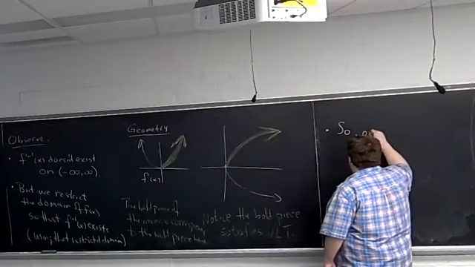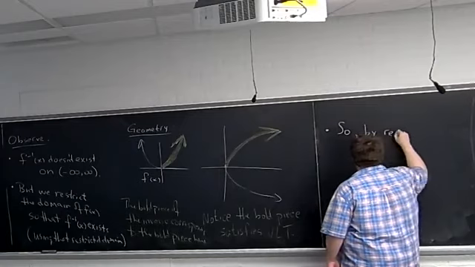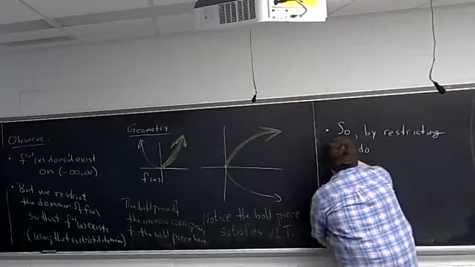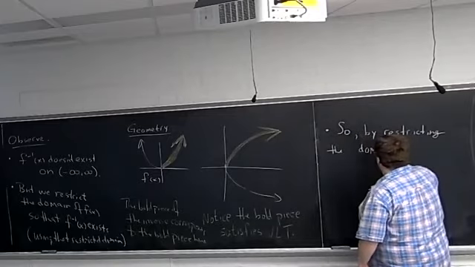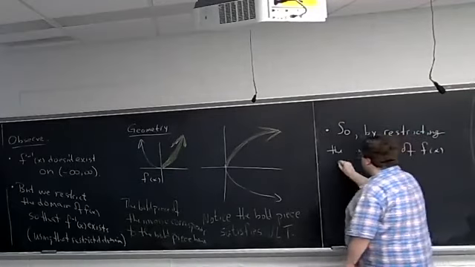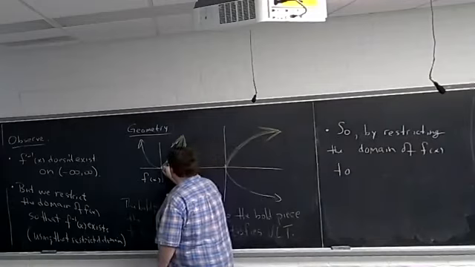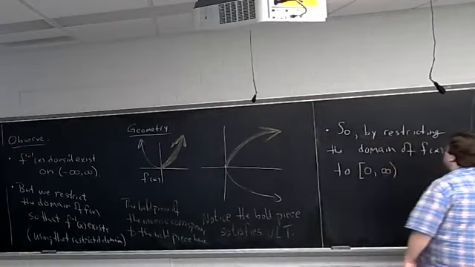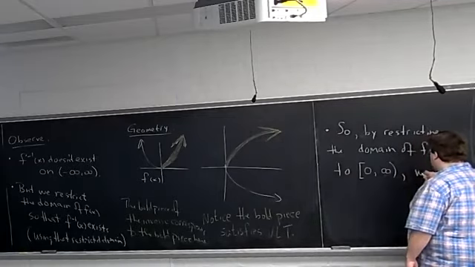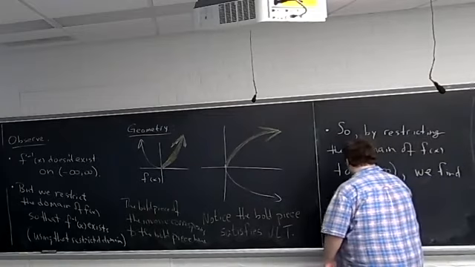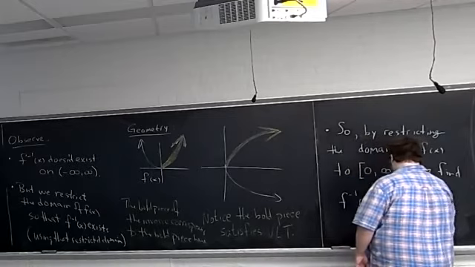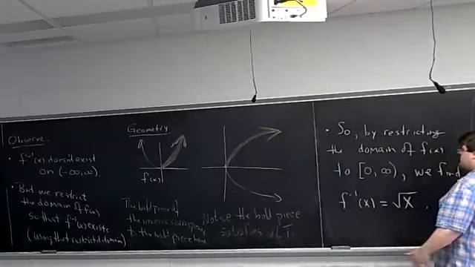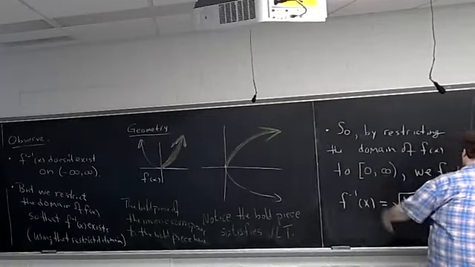So by restricting the domain, oh, that's a terrible problem. By restricting the domain of f of x to, what did we restrict the domain to? Well, we took this piece that's on 0 to infinity, and we can include 0. So by restricting the domain of f of x to 0 to infinity, on that restricted domain f inverse of x is what? Well, that would correspond to the positive square root, because this piece is positive. So if you restrict the domain to negative infinity to 0, the inverse would be the negative square root.